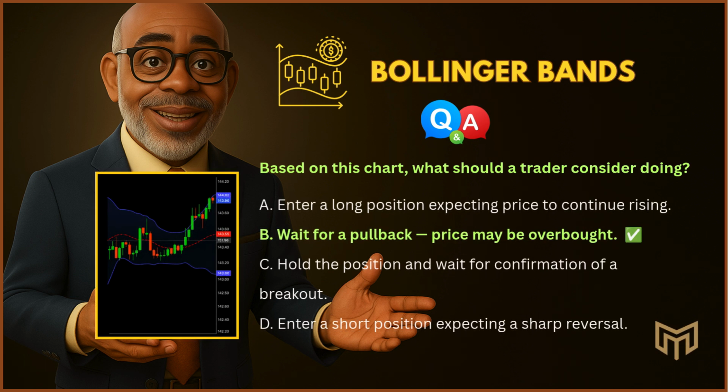The correct answer is B. With price touching the upper Bollinger Band and showing upward momentum, a trader should watch for a potential pullback. When price reaches the upper band, it may be signaling an overbought condition. That doesn't mean the price can't keep going. It means the risk of a reversal is elevated and caution is warranted.